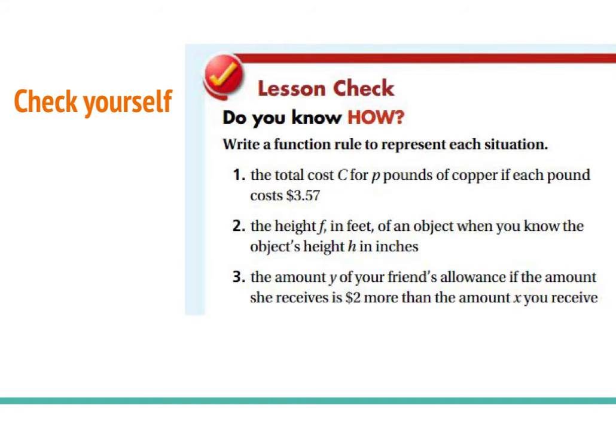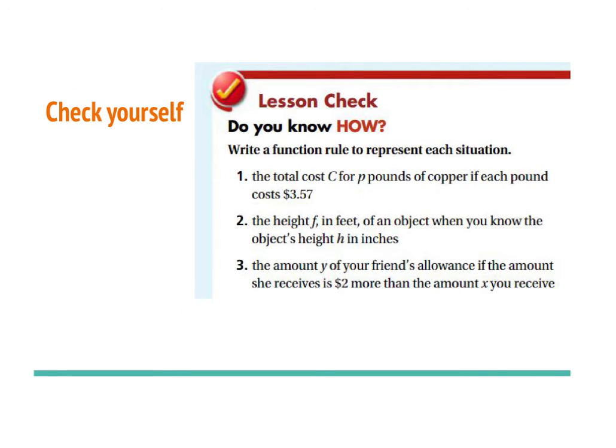I want you to go down to the lesson check. We're going to do number 1 together. The total cost C for P pounds of copper, where each pound costs $3.57. Our first step for number 1 is to identify the variables. What are the variables? Our variables are C and P.